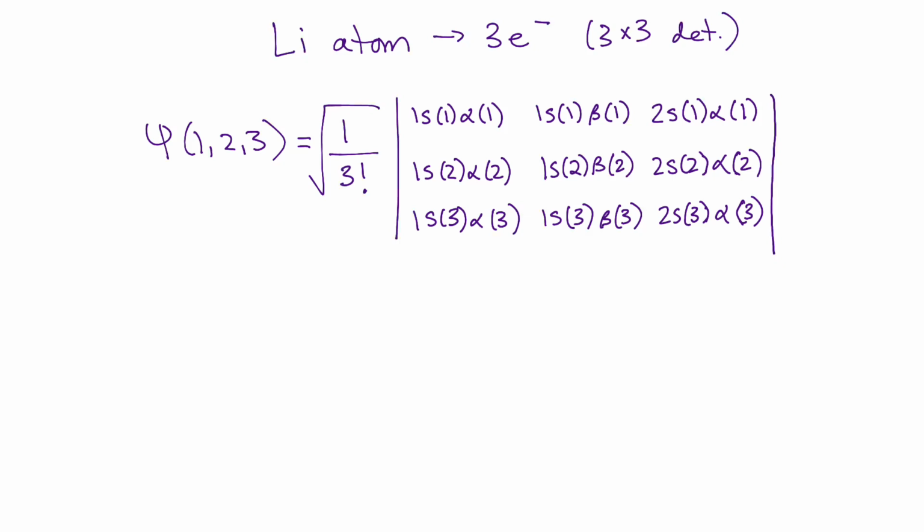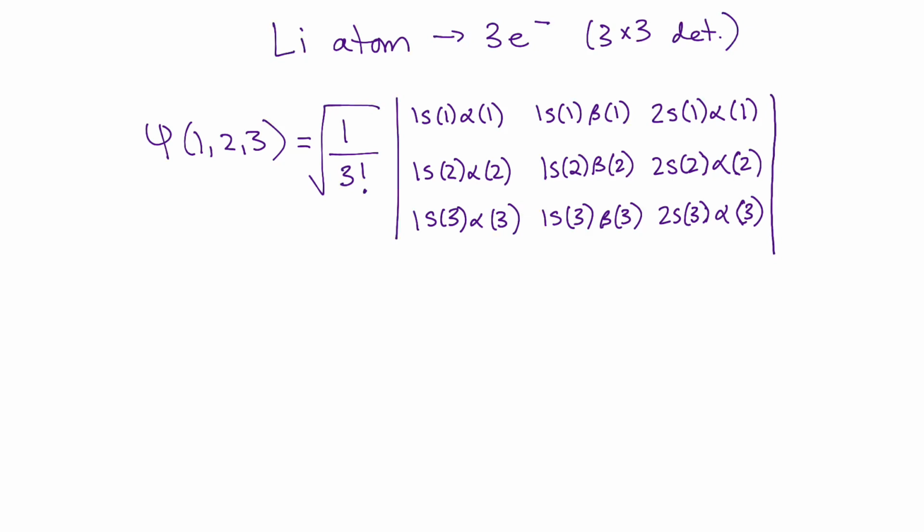So that's really the one thing you want to look out for, is that you're not repeating your rows at all, or your columns, okay? All right, so this would be the way that we would set up our determinantal wave function for lithium, for our 3 electrons. Now, evaluating a 3 by 3 determinant is a little bit more involved than our 2 by 2.